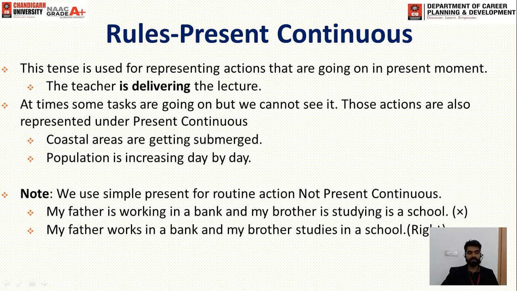of writing, because his father actually works, that is his daily routine, that he goes to the bank. His brother is actually studying in a school, that means he goes to school daily. So both these actions will be counted under daily routines. So my father works in a bank and my brother studies in a school. That is the correct way of writing this sentence, not the above one.